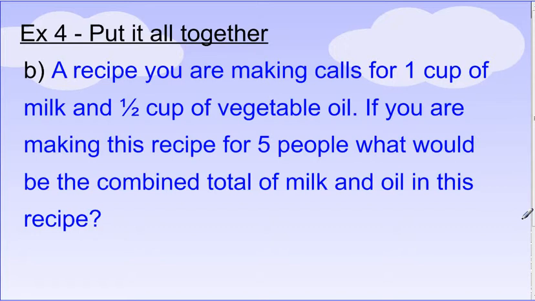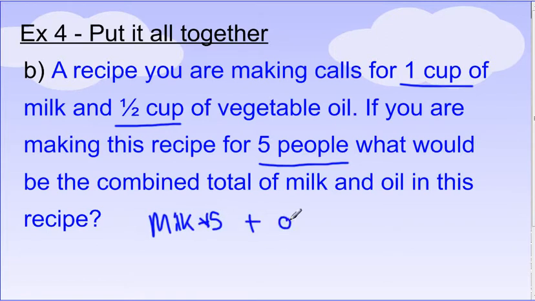Okay, so 1 cup of milk, half a cup of vegetable oil for 1 person. Well, if we're making this for 5 people, we need to take each of these things times 5. So I need my milk times 5 plus my oil times 5 equals the total. It says the combined total of milk and oil. So that gives us the total. So I need 5 times the amount of milk, 5 times the amount of oil.